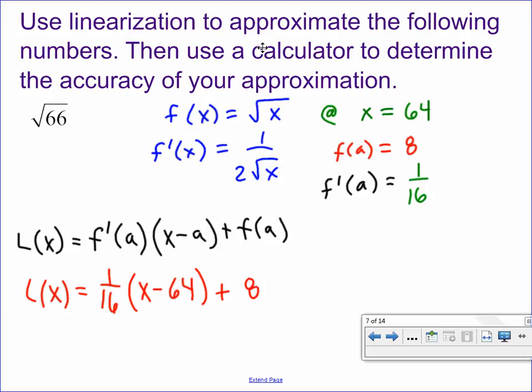All right, so let's do it. We're trying to use a line, a linearization, to approximate the square root of 66 for all things. Well, this is great. This is way easier to approximate this. So let's go ahead and plug in 66. If I plug in 66 into my linearization, I can see what my line approximates and then compare it with the calculator. So let's do it.